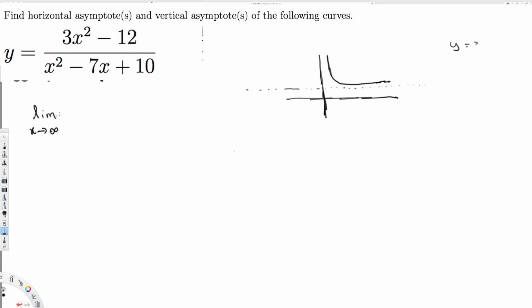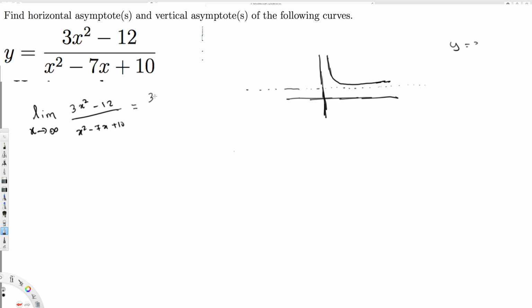So to do that, I have to take this whole expression. The limit as x approaches infinity of 3x square minus 12 over x square minus 7x plus 10. In this case, we have to find the greatest power and divide whenever you see a limit with x approaching infinity. When you see something approaching infinity, you have to choose the greatest power and divide everything by it. Here the greatest power is x square, so I have to divide everything by x square.